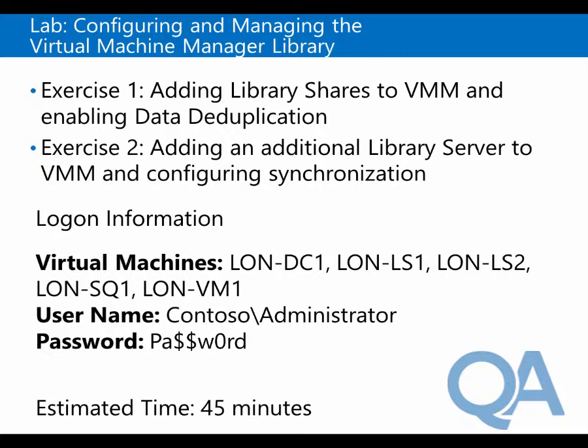So the first thing we'll do is add library shares to VMM and then enable data deduplication in each of the shares so we reduce the storage the library takes up. We'll then look at adding an additional library server and configuring synchronization of objects across the library servers.